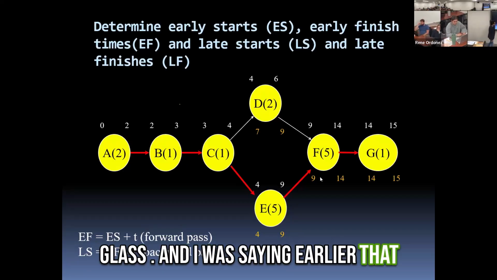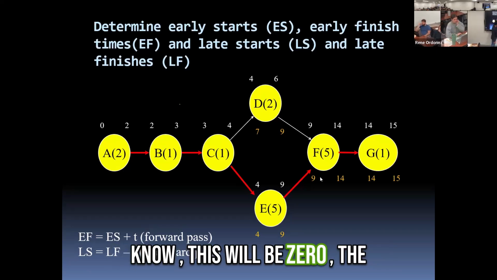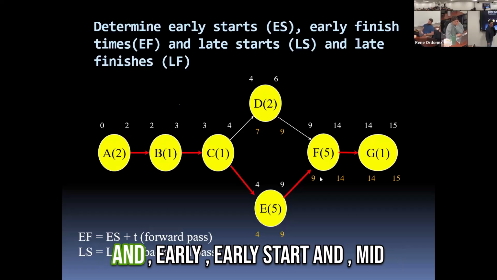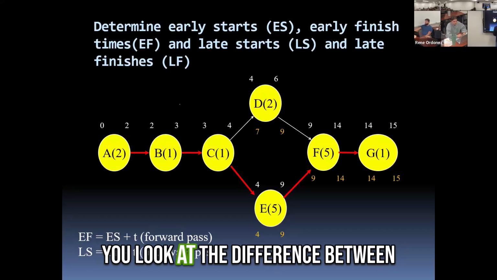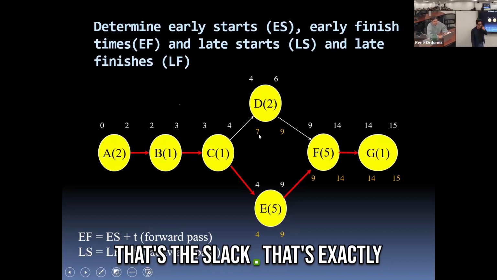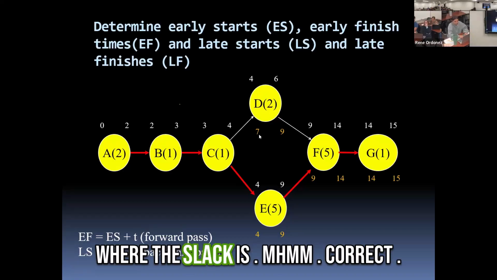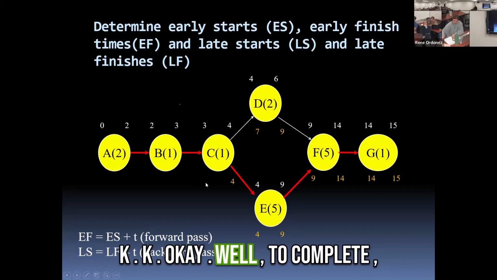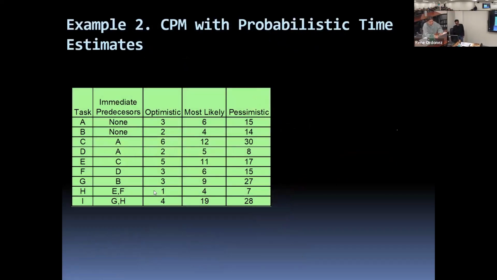I was saying earlier that when you're looking at critical activities, this will be 0, the difference between the early finish and early start and late start. Whereas for the non-critical activity, if you look at the difference between 4 and 7, which is 3, that's the slack. That's exactly what I was going to ask. So the early start and the late start just shows us in picture form where the Slack is. Correct. Great. Alright.